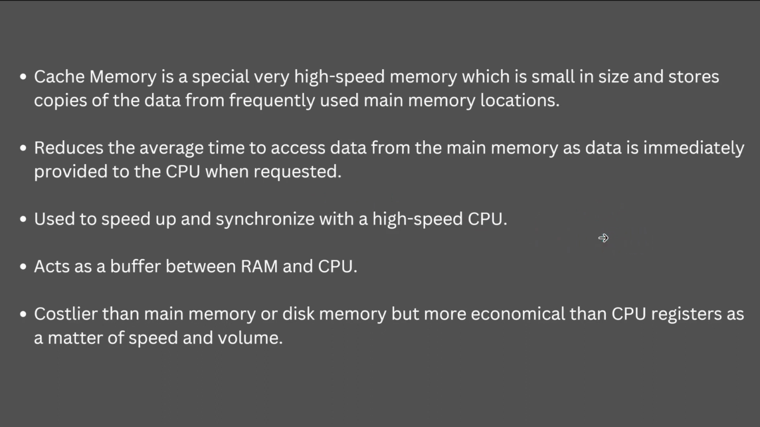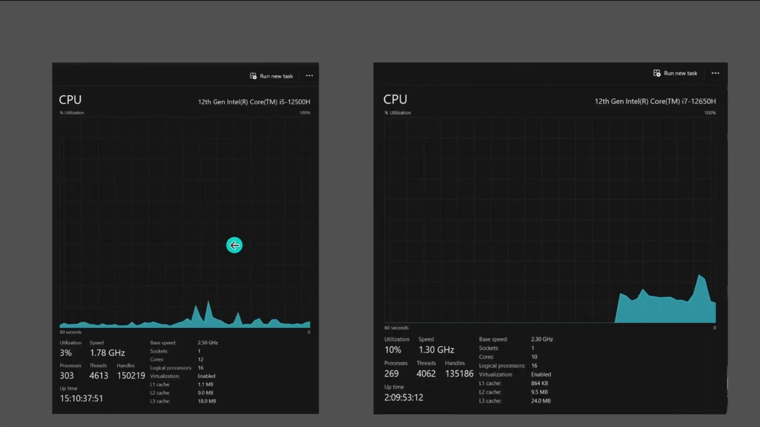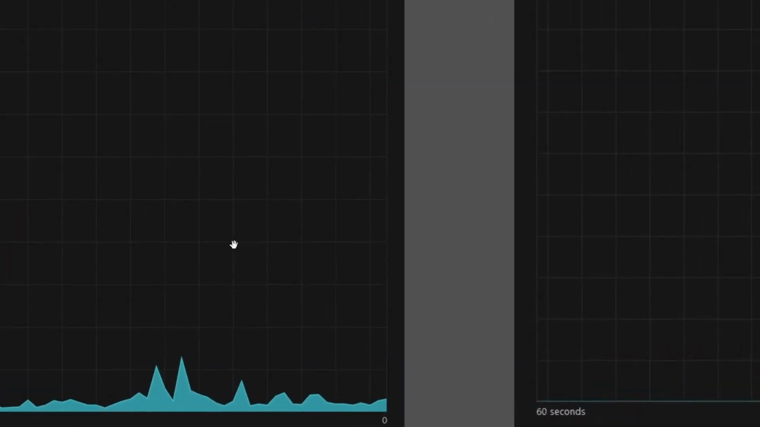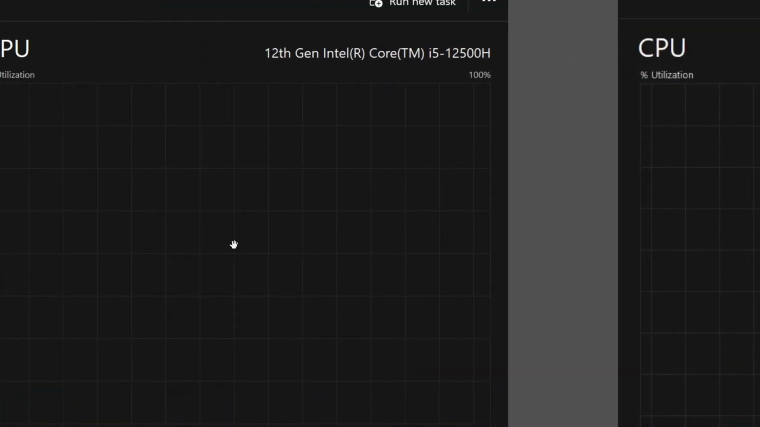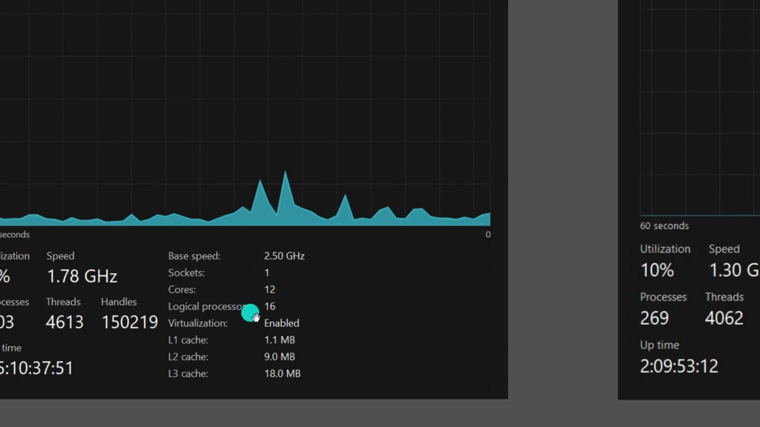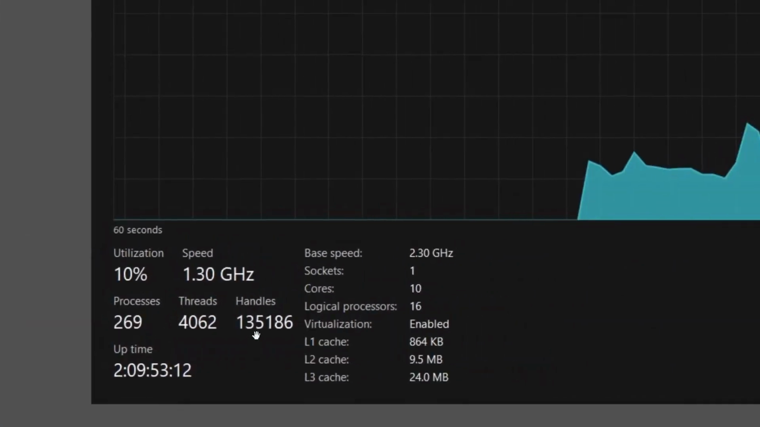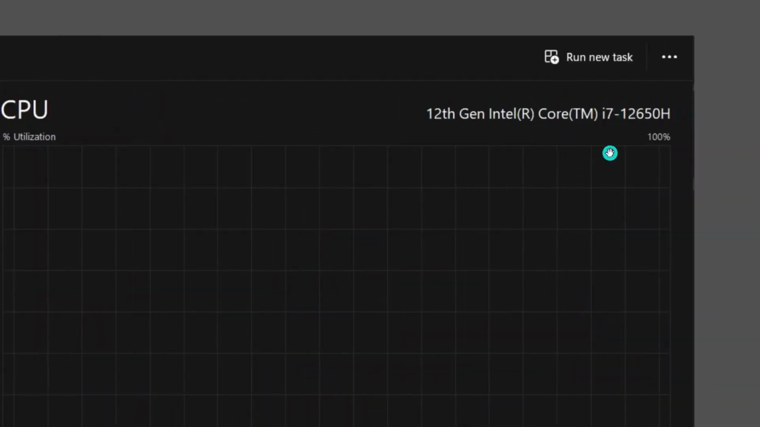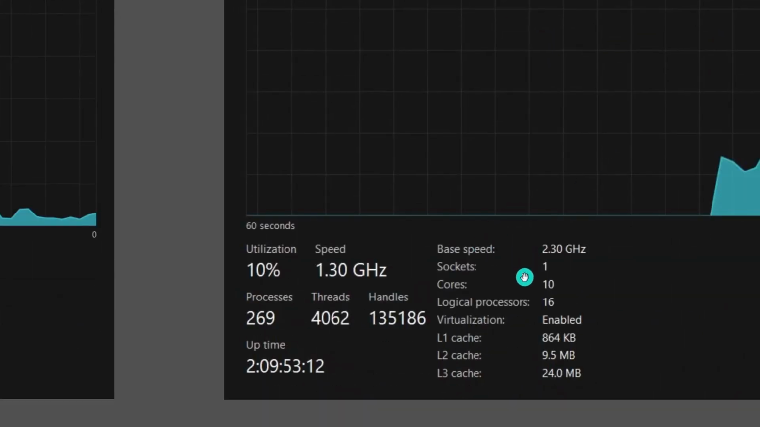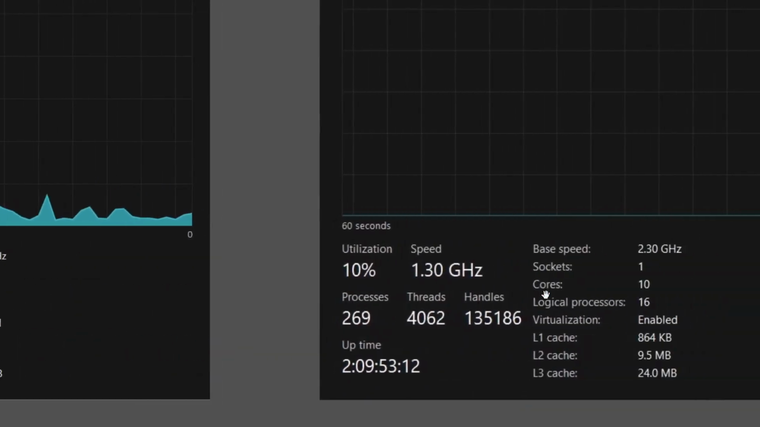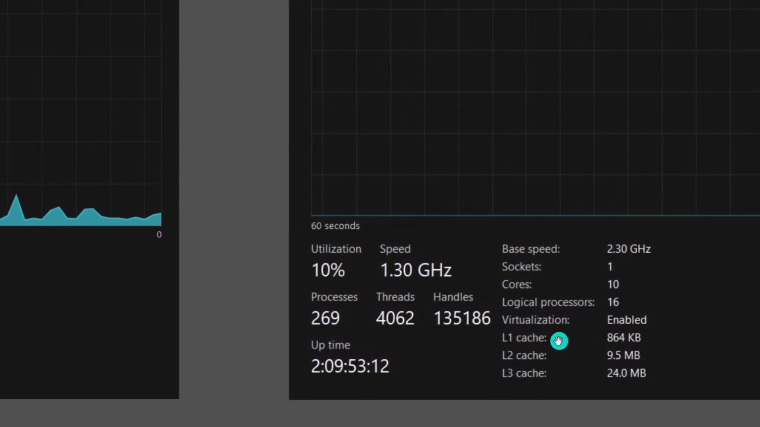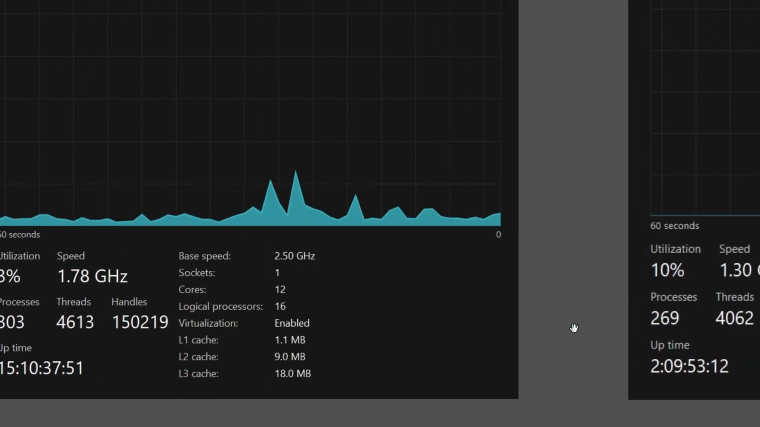Also, cache is much costlier than other memories, but it is cheaper than CPU registers as a matter of speed and volume. So this is a basic example of a processor having cache memory. This one is a processor from Intel i5 12th Gen H series. The L1 cache here is 1.1 MB, L2 is 9 MB, and L3 is 18 MB. The second one is an i7 12th Gen H series. It is a much costlier processor for many reasons. One of the main reasons is the size of cache memory. As you can see, in most cases the cache memory capacity is much larger than the earlier one.